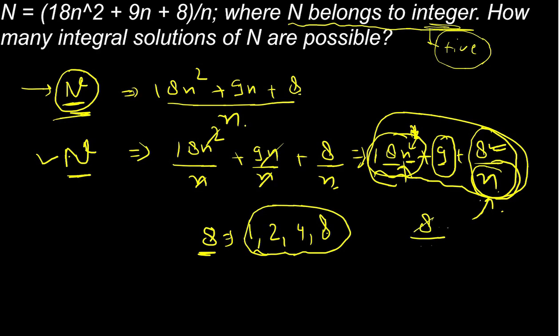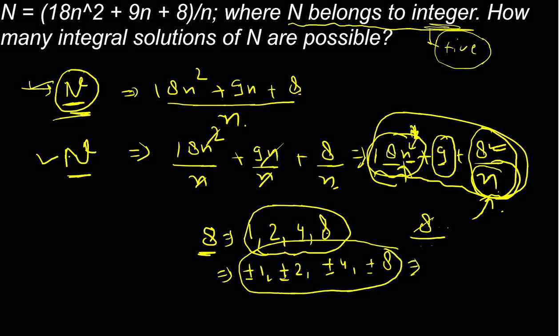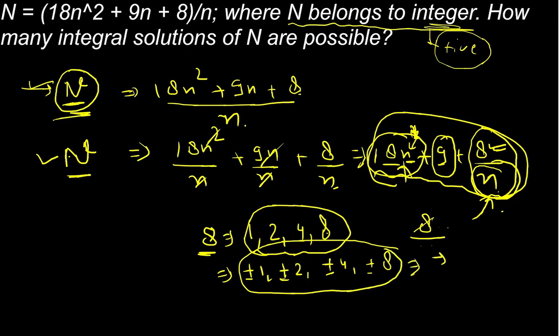If there was a constraint that it should be a positive number, then you would have to see whether you can put the negative values or not. But if it is not, then it could be plus minus 1, plus minus 2, plus minus 4 and plus minus 8. So there are 8 possible values of n that make this expression an integer. Okay, so let's come to the next problem.